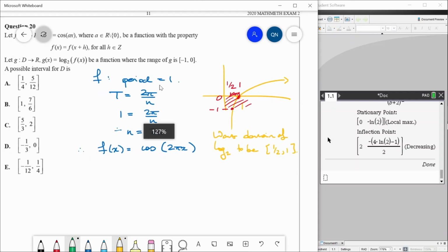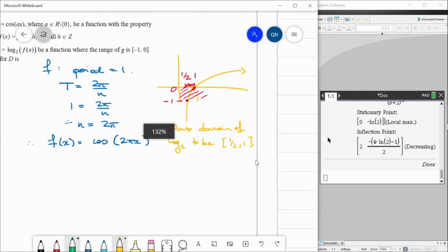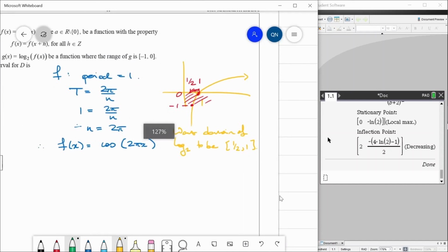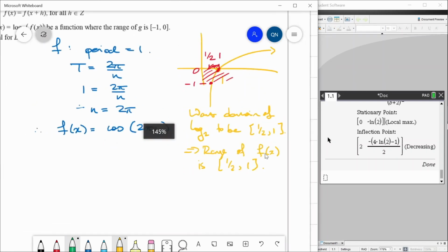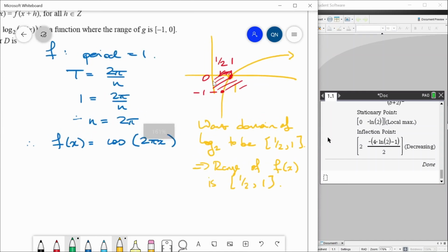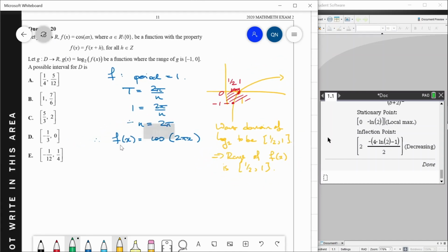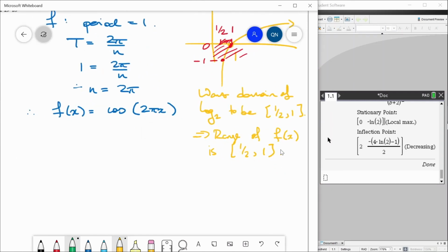Now notice this is not just log base 2, it's a composite function because we put an f of x in there. So if the domain of log base 2 is 1/2 to 1, that means that the range of f of x has to be 1/2 to 1. So this tells us the range of f of x is precisely 1/2 to 1. If we can get the range of f of x to be on this interval, then that guarantees that the range of the overall log base 2 function is between -1 and 0. Okay, so we know what our function looks like. It's cosine of 2 pi x, and we also know what range we need to hit.